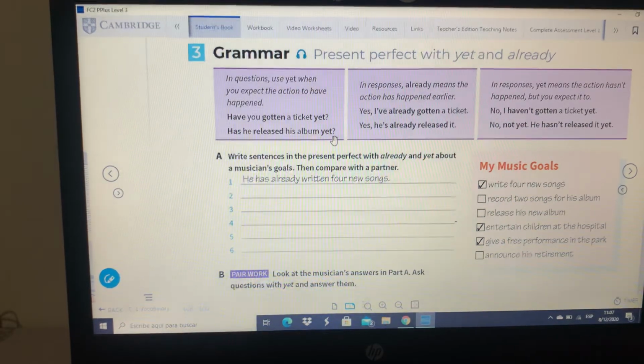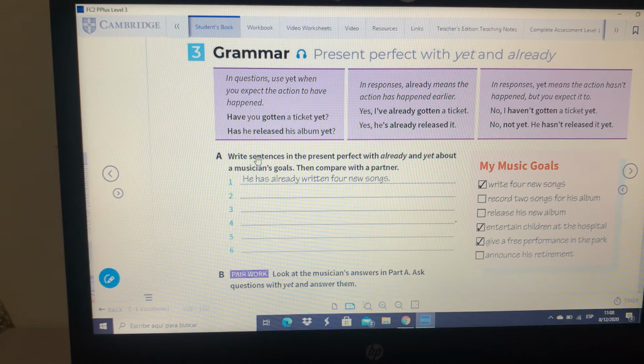I told you that yet means ya. So we say, ¿ya compraste los tiquetes? ¿Ya has comprado los tiquetes? Sería como la traducción literal. ¿Ya has comprado los tiquetes? Él ya ha lanzado su álbum. En español, o al menos en nuestro idioma, aquí en Costa Rica o Latinoamérica, nosotros no usamos ese tipo de tiempo verbal. ¿Ya has comprado los tiquetes?